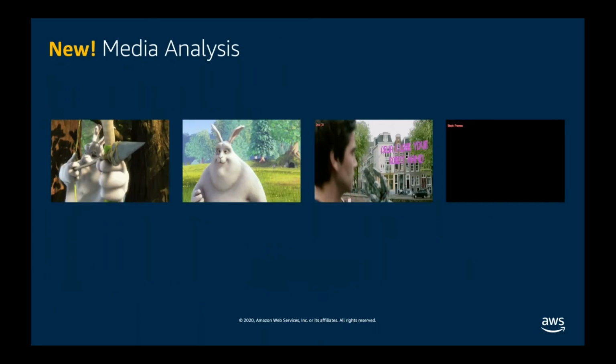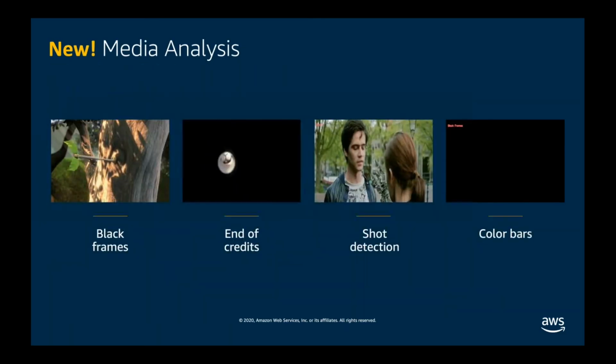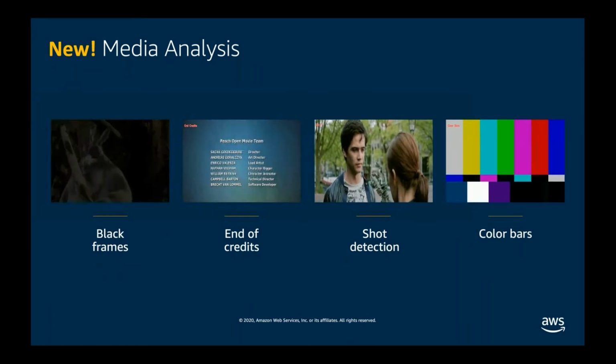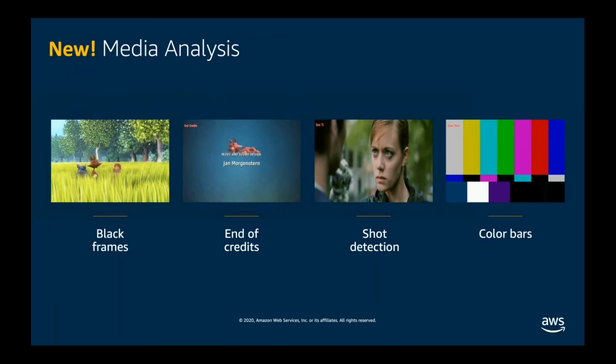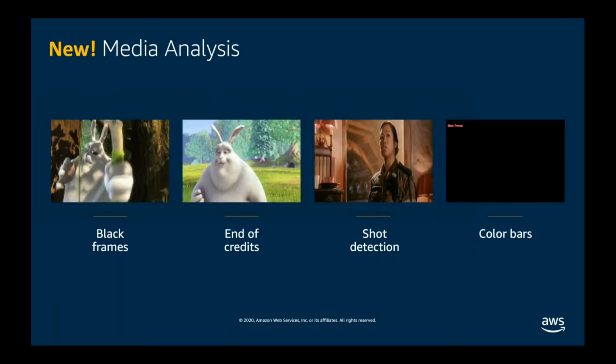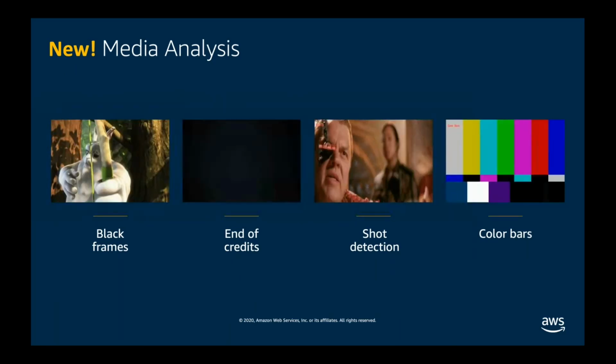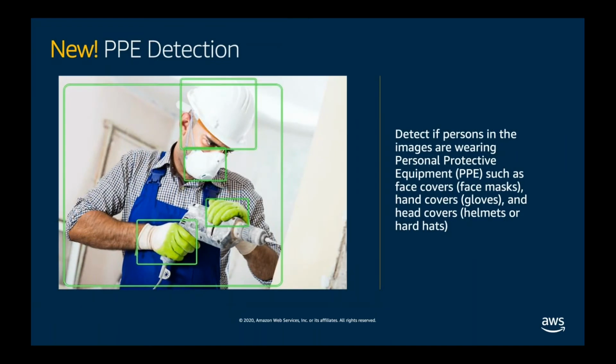We also give you the ability to do detection on black frames, end of credits, shot detections, or color bars. And these are great for different types of insertion workflows for your content. So yeah, this is an interesting one over here. This is not something typically used for media workflows, but Recognition also gives you the ability to detect PPE. I just wanted to throw this in there just in case someone has a niche workflow where they might want to see if someone is wearing PPE. That is available with Recognition as well.